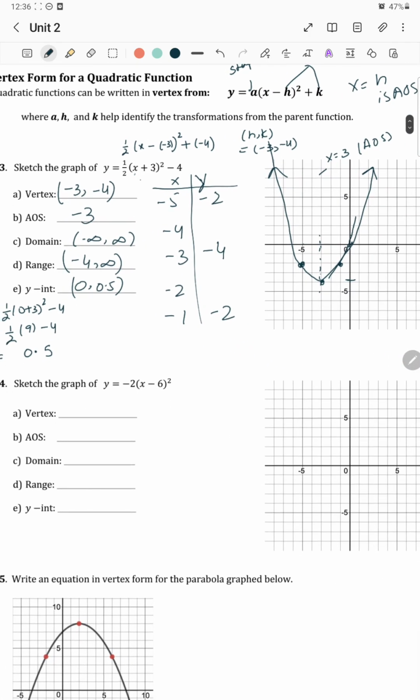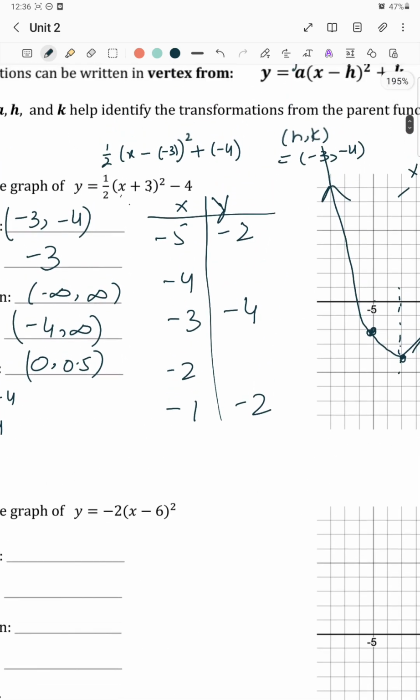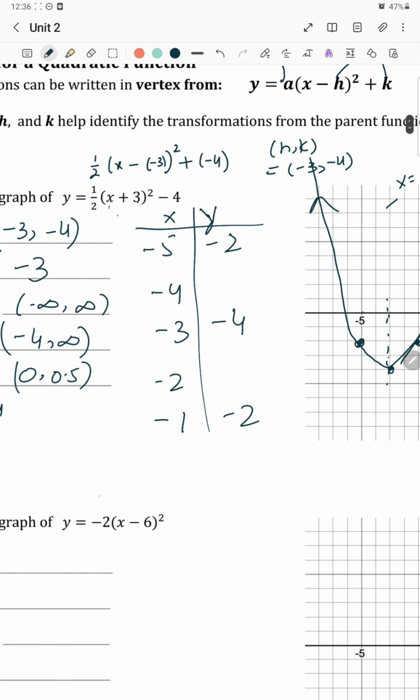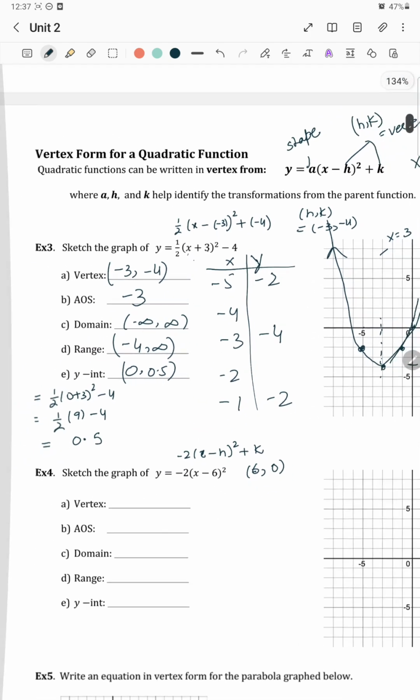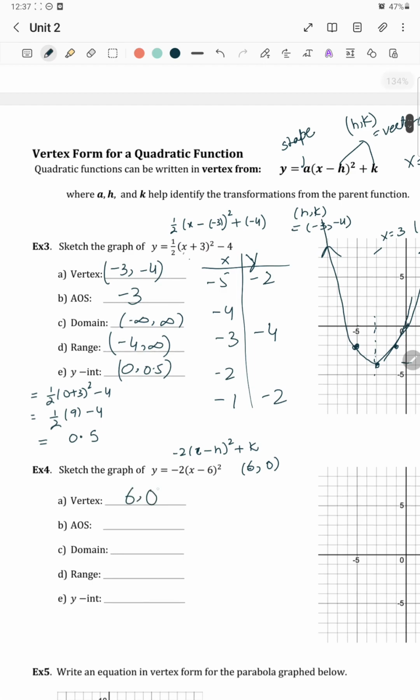Sketch the graph of y equals this. So first of all we need to change it to y equals a times x minus h whole square plus k. So h and k would be 6 and 0. The vertex would be 6 and 0, and the value of h is 6, so the AOS will be 6.